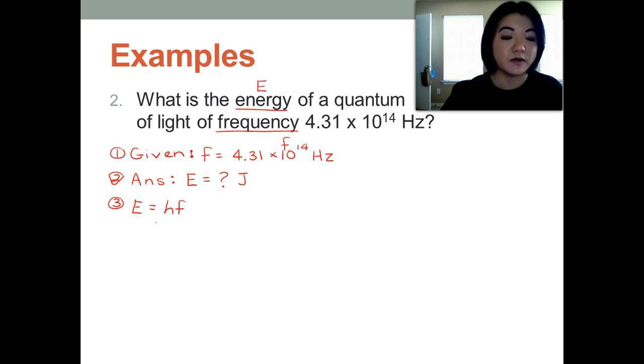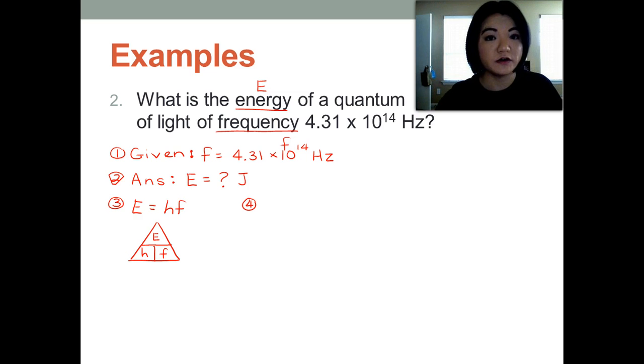And we're going to write this into the formula triangle. So I'm going to put E on the top, H and F on the bottom sections. If you cover up E, you will see that we don't need to rearrange anything. It's E equals H times F. Since that is what we are looking for, we don't need to rearrange anything.